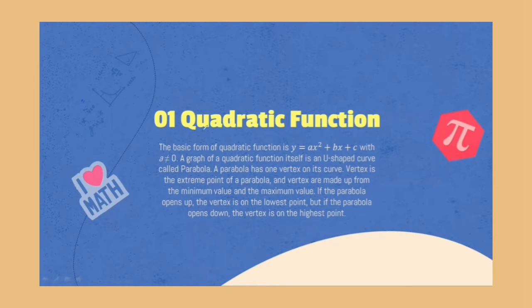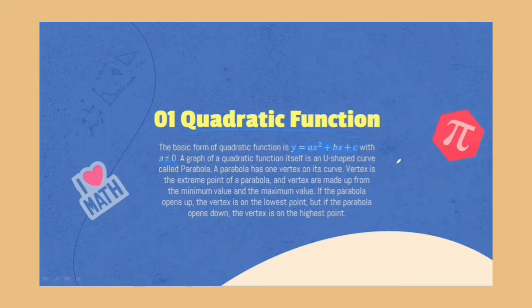Number 1, quadratic function. The basic form of quadratic function is y equals ax squared plus bx plus c, with a not equal to 0. The graph of a quadratic function itself is a U-shaped curve called a parabola. A parabola has one vertex on its curve.